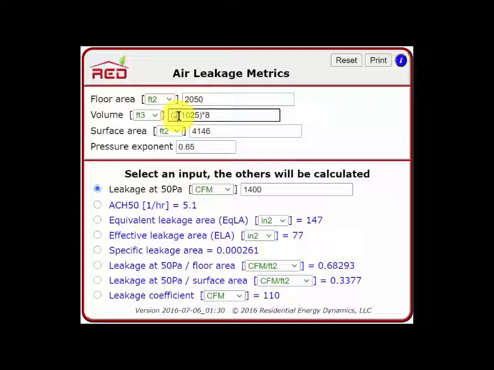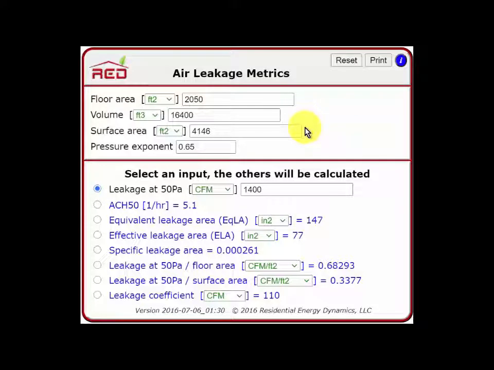So we have 2 times 1,025, and then we have that quantity times 8. This is math on the fly. If I click outside of the box now, it will give me the result.